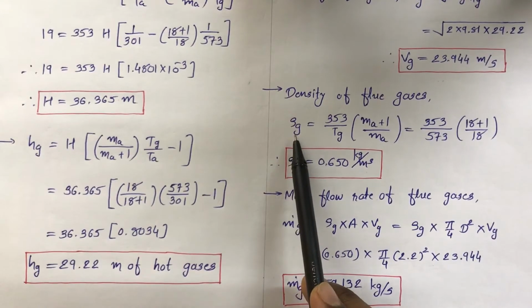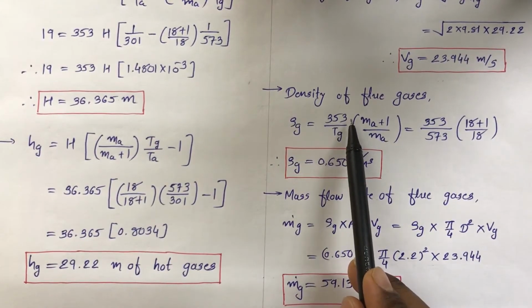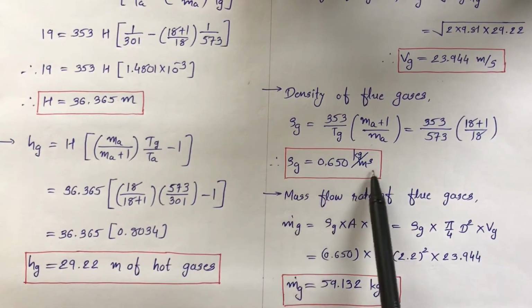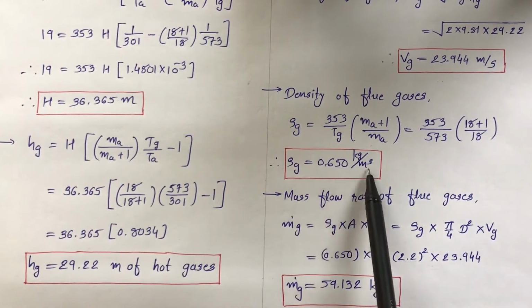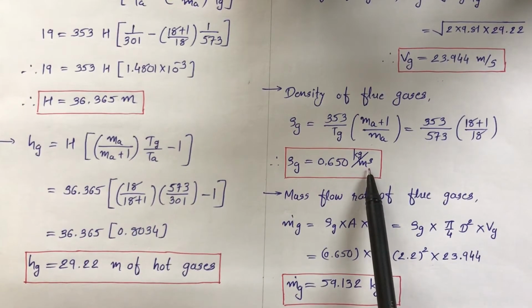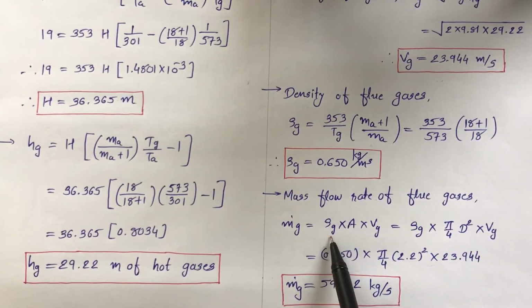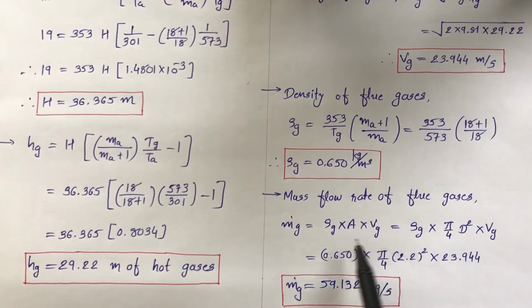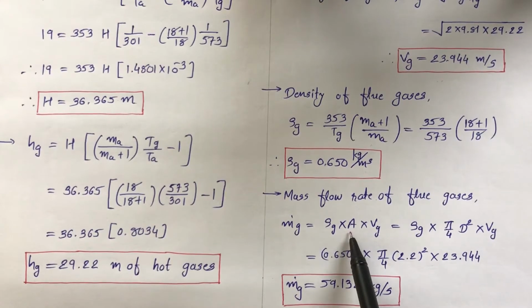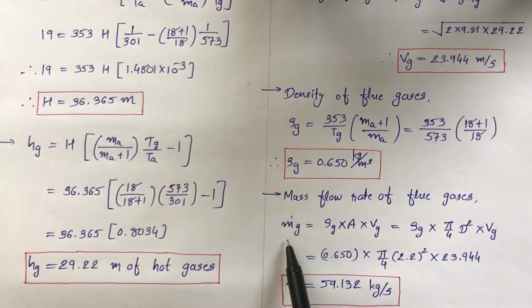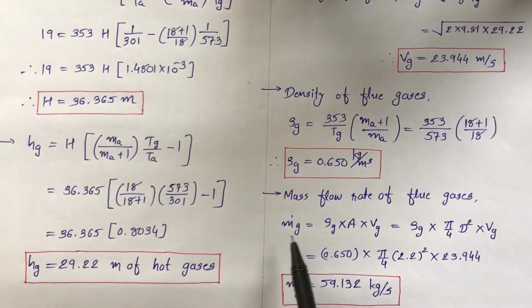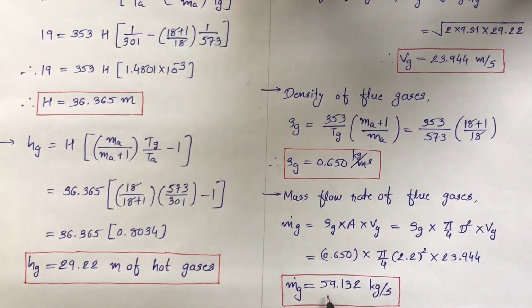From this equation, you can easily find density of hot gases as 0.650 kg per meter cube. Use this value of density, velocity of flue gases and area of the chimney to find mass flow rate. The final value of mass flow rate will be 59.132 kg per second.